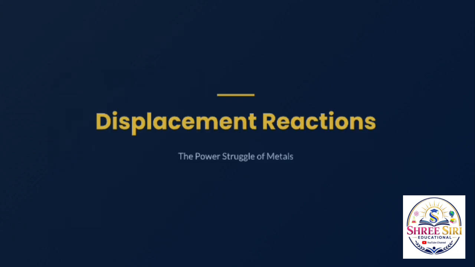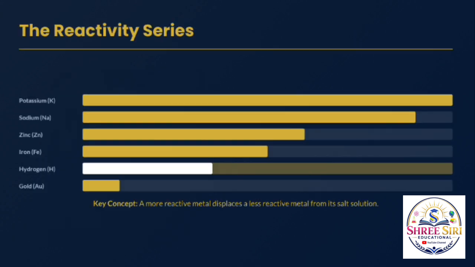And the next reaction is displacement reaction. Before going to the displacement reaction, we have to understand the concept of the metal reactivity series. The most reactive metal is potassium, then sodium, next zinc, iron, hydrogen and gold. Potassium is the most reactive metal. In the displacement reaction, the more reactive metal displaces the less reactive metal.